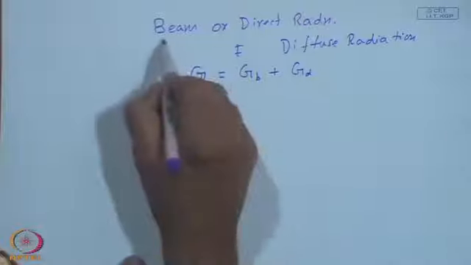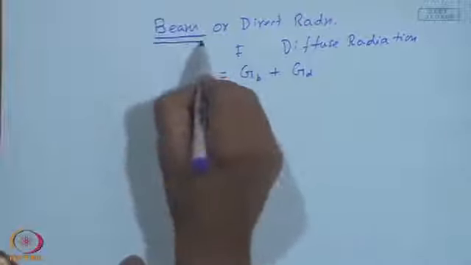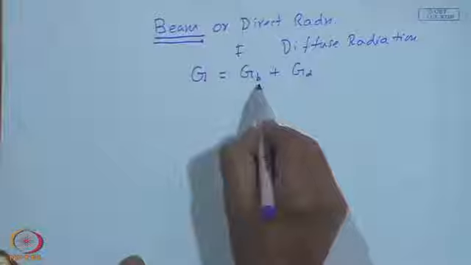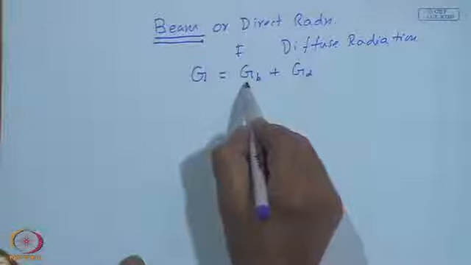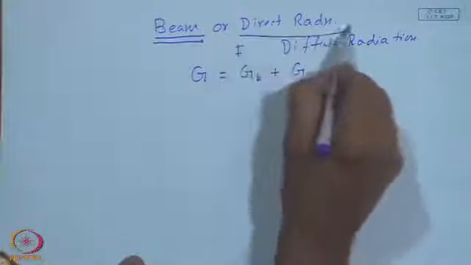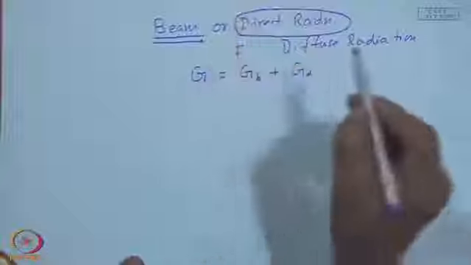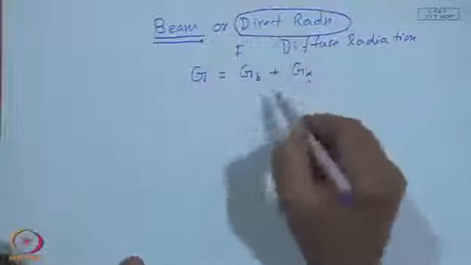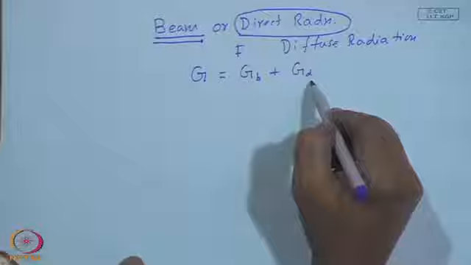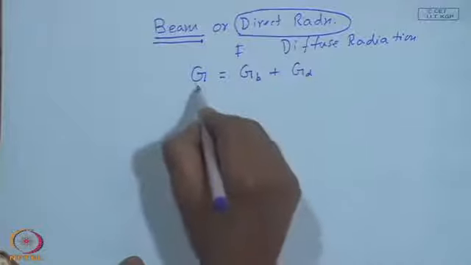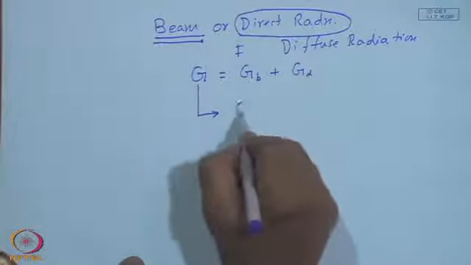Unfortunately, the earlier terminology had been beam radiation, and this subscript B is stuck with this G, and later on they started calling it direct radiation, but D I cannot use because it is already used by diffuse radiation. So, G total is also called the global radiation.